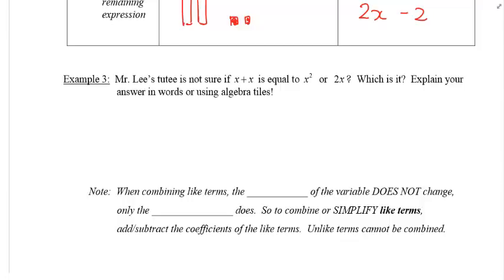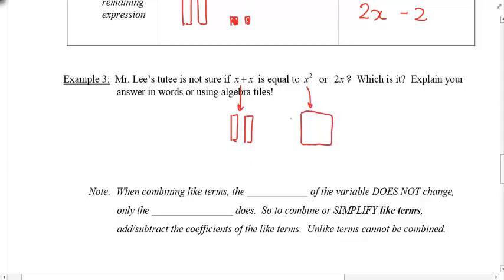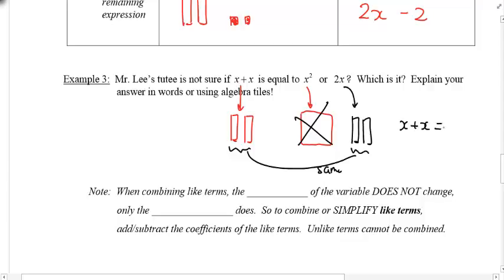I would actually use algebra tiles because I like pictures. What's x plus x? Well, that's a rod and another rod. So, what's x squared though as a picture? Well, that's the big square. So I don't think it's x squared. But what about 2x? 2x is 2 rods. I think, therefore, this picture is the same as this one. So, x plus x must equal 2x and not x squared.